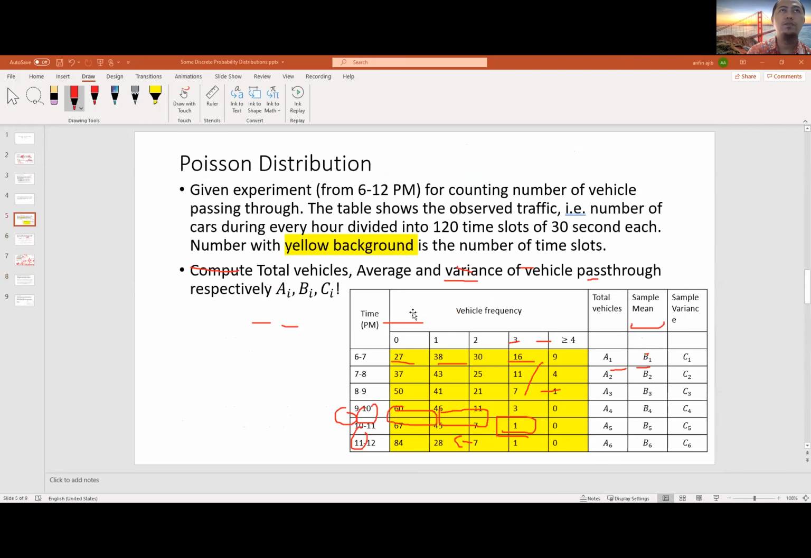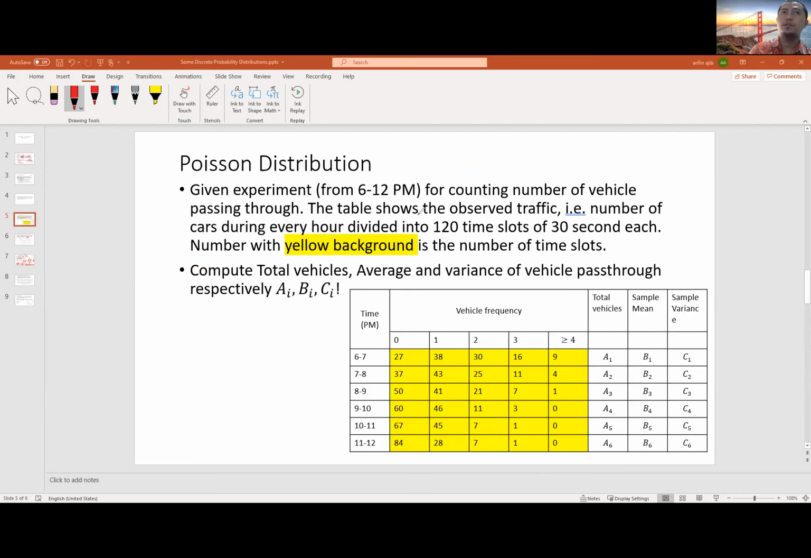Back again to slide 5. Actually, we have a case for the Poisson distributions. I have a case; this is some result of an experiment. The experiment was from 6 until 12 p.m., counting the number of vehicles passing through.